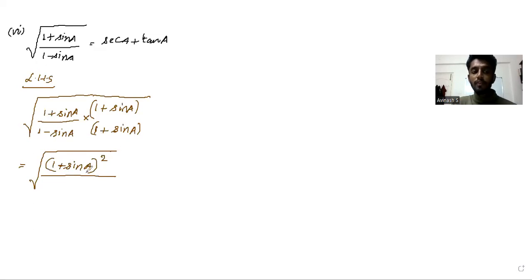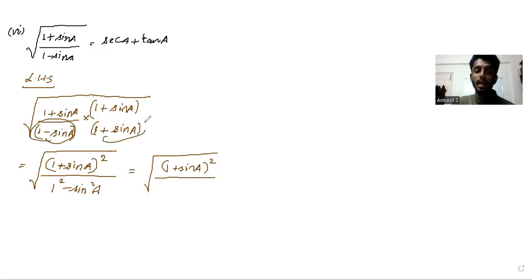In the denominator, we have A plus B into A minus B. If you carefully observe, we can see A minus B into A plus B, which will be A square minus B square. So in the next step, this will become root of (1 plus sin A) the whole square. I am not expanding the numerator for the reason I told you previously. In the denominator, A plus B into A minus B has become A square minus B square, which is 1 square, which can also be written as 1, minus sin square A, which is cos square A. We all know this: 1 minus sin square A is cos square A, according to identity number 1.